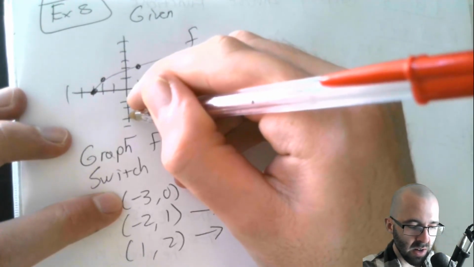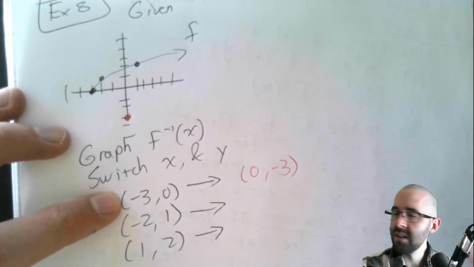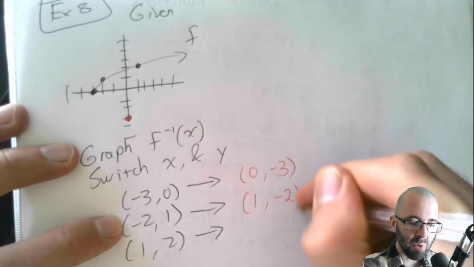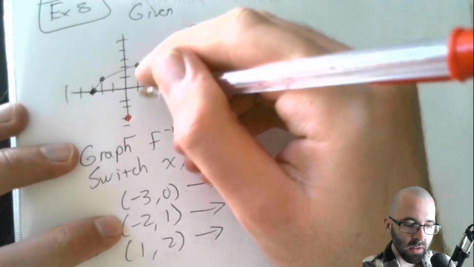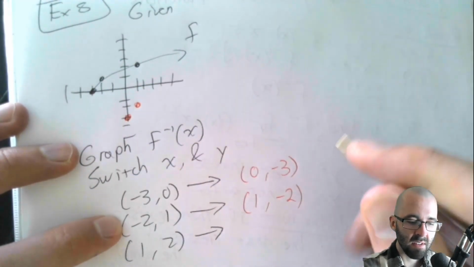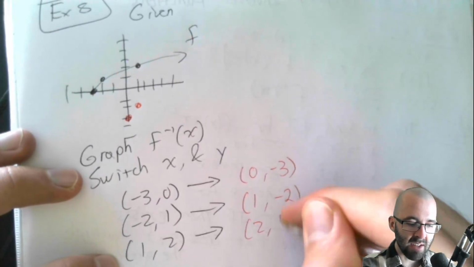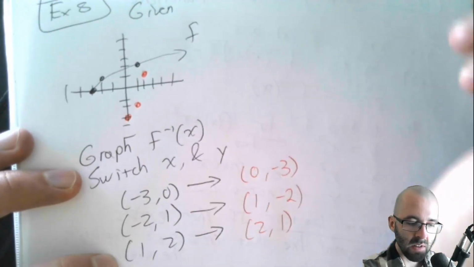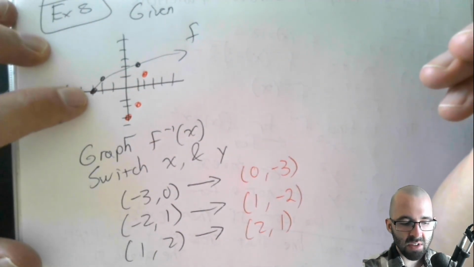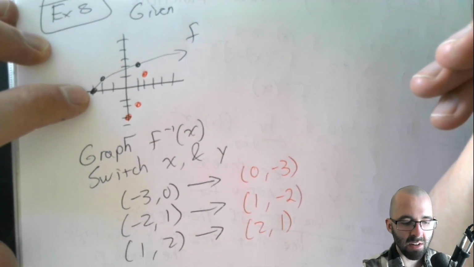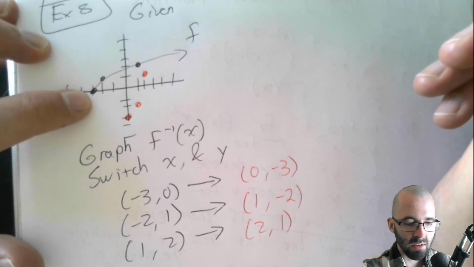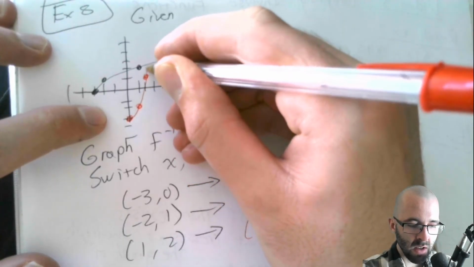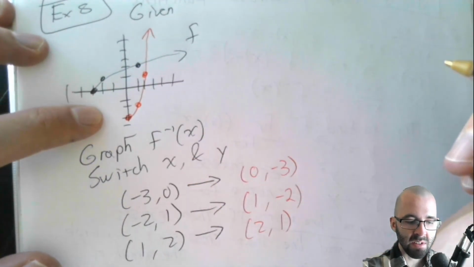So let's plot that. 0, -3 is right here. -2, 1, switch the x's and the y's, you get 1, -2. Comes like this. Last, switch the x's and the y's, you get 2, 1. Like so. And it should have the same exact shape. So it starts here, doesn't go down, and then goes towards the points. Starts here, doesn't go the other way, and goes towards the points.